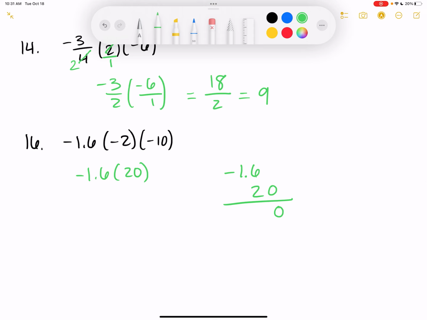Only works with 0. 2 times 6 is 12. Carry the 1. 2 times 1 is 2. Plus 1 is 3. And then how many decimal places do we have? Just 1. So we move the decimal place over 1. So it's just 32. We don't need the 0 on the end. Now I had a negative times a positive. So what is my answer? Negative. Negative 32.